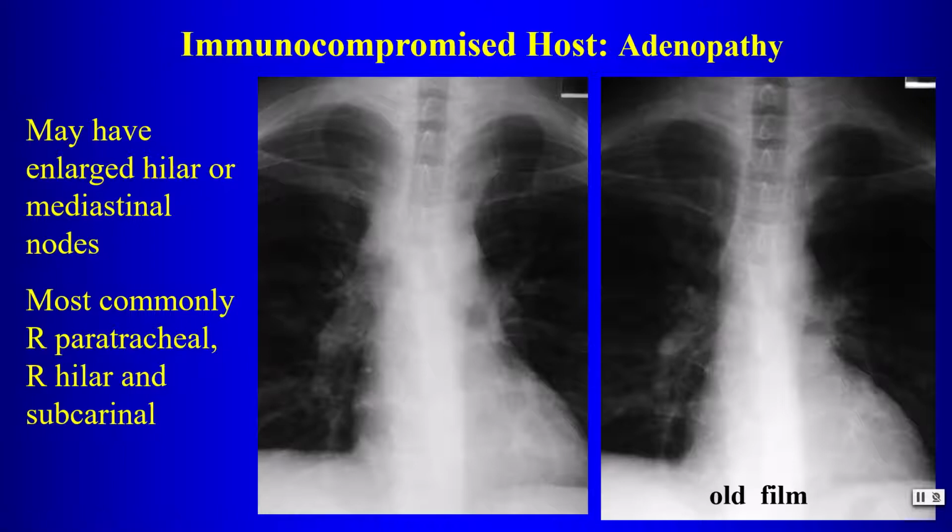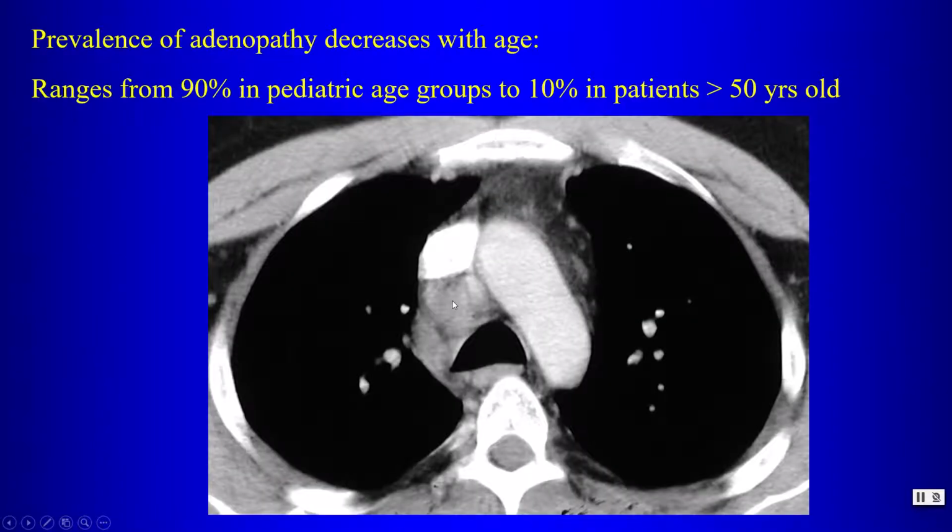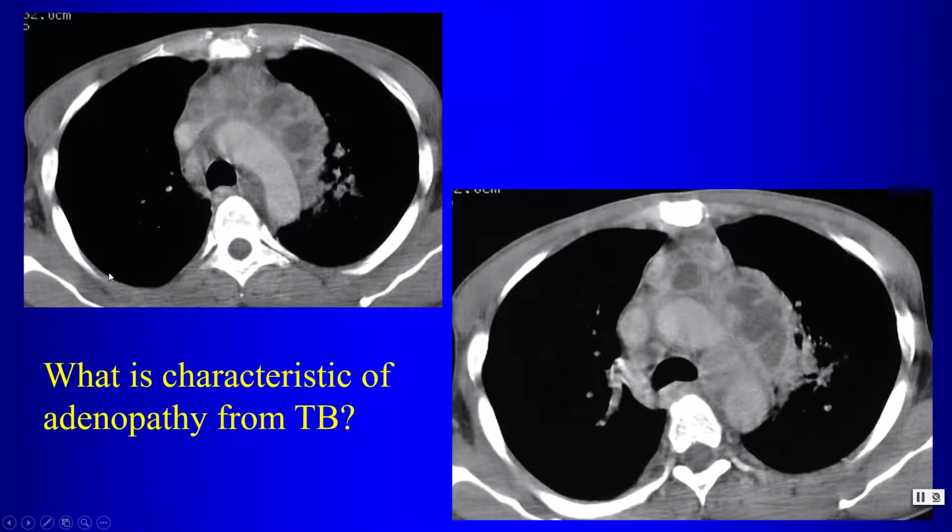We might see adenopathy also in immunocompromised hosts. So these nodes can be hilar or mediastinal, most commonly right paratracheal, right hilar, or subcarinal lymph nodes. So here on the old x-ray, we see a normal right paraspinal line. On the new film, we see the thickening of the right paraspinal line representing right paratracheal lymphadenopathy, which is confirmed here on the CT. So prevalence of adenopathy decreases with age, so it ranges from 90% in the pediatric age groups to 10% in patients greater than 50 years of age.